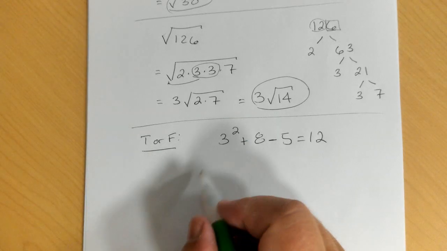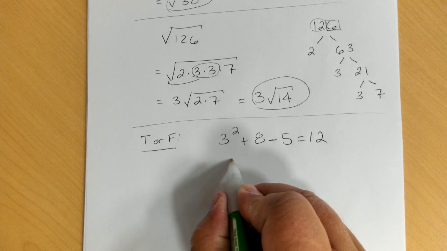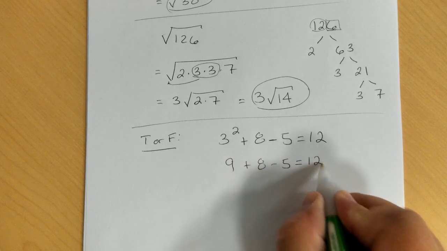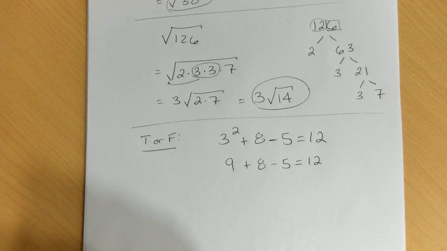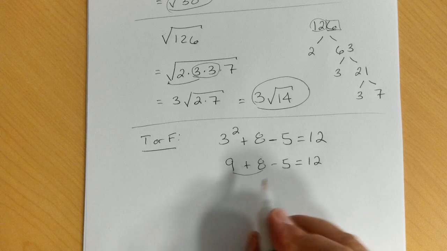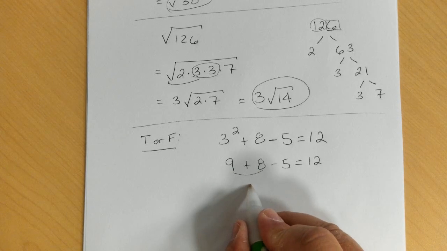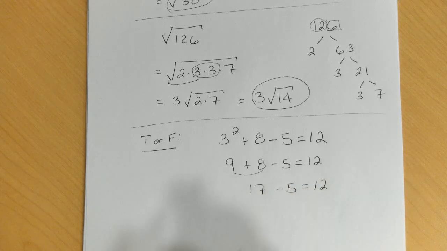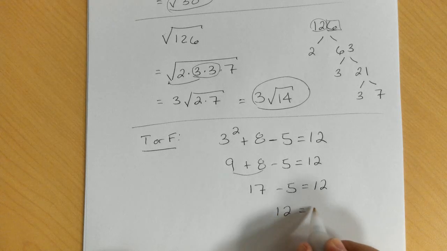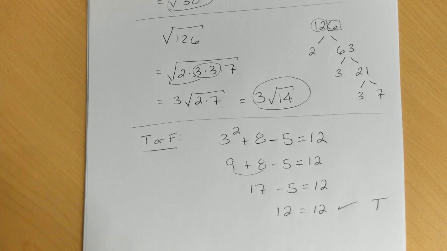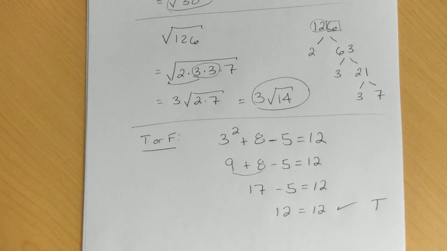Okay, so the 3 squared first. 3 squared is what? 9. Then what do you do? Okay, so 9 plus 8 is? 17 minus 5? 12. Probably got to work it out first. Don't guess. I mean, you're doing it in your head, weren't you?